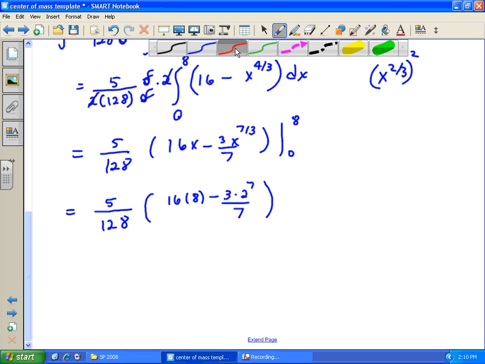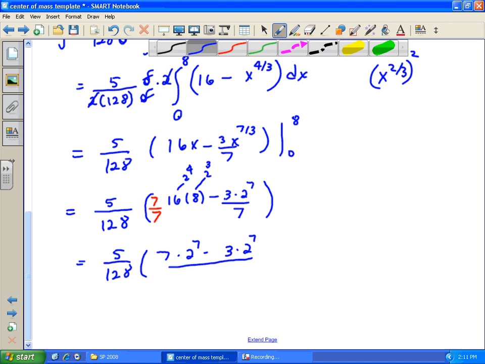Again, I'm going to need common denominators. That's what I did. And at this point, you can really plug everything into the calculator if you wish. But I like to see if I can find some simplifications. And I do see something here. For example, 16 is 2 to the 4th, and 8 is 2 to the 3rd. So together that's 2 to the 7th power. So what we have is 7 times 2 to the 7th minus 3 times 2 to the 7th all over 7. So I have 7 of those minus 3 of those. So I'm left with 4 of those. In other words, 4 2 to the 7ths.